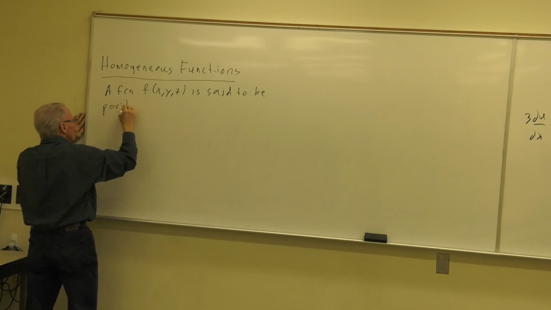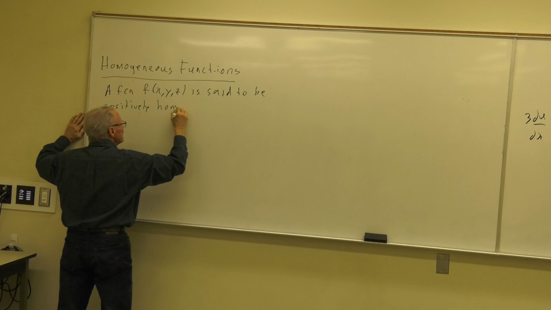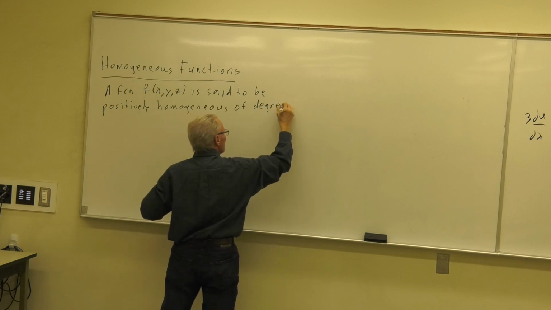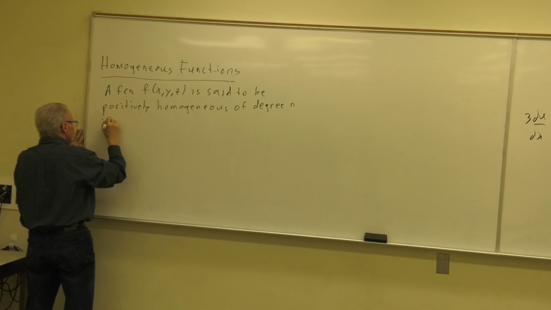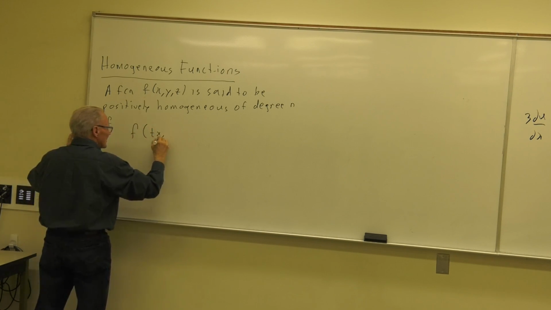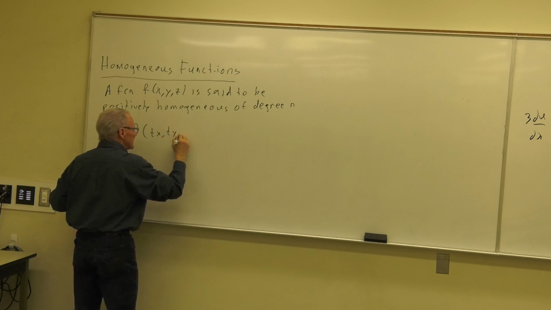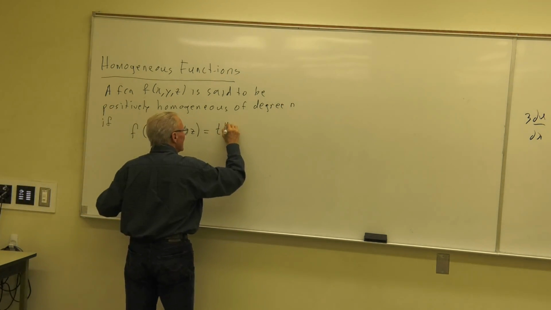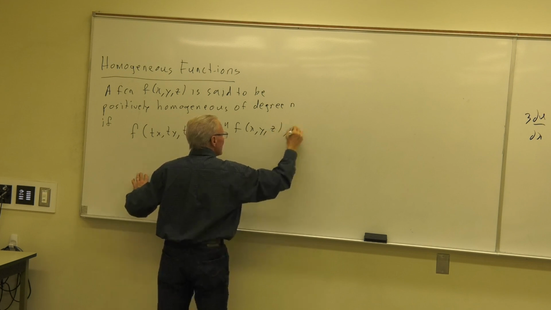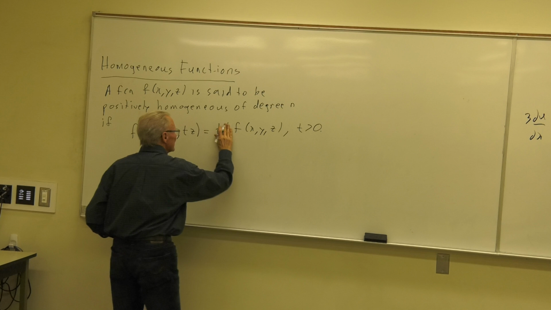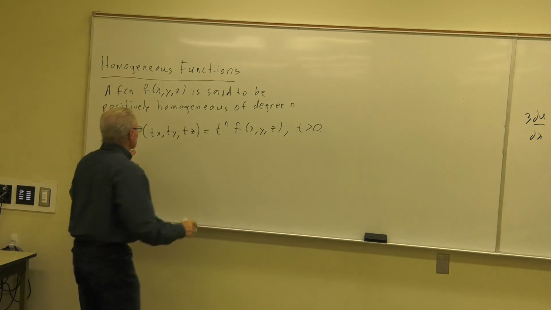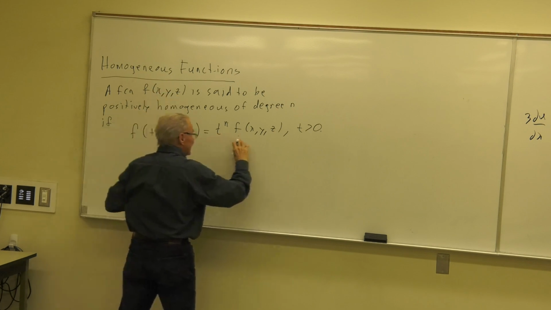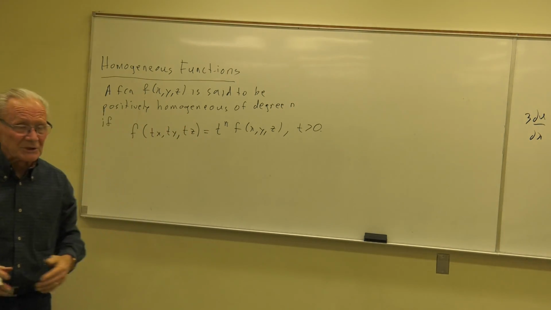positively homogeneous of degree n if the following is true. If, when you take all the x's and replace them by tx, you replace all the y's by ty, and you replace all the z's by tz, if the following is true, for all t greater than 0, then you call it positively homogeneous of degree n. If this happens, we take all the x's in here, replace them by tx, replace all the y's by ty, replace all the z's by tz.